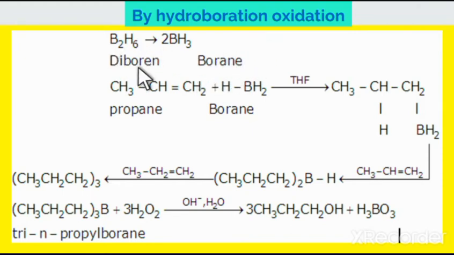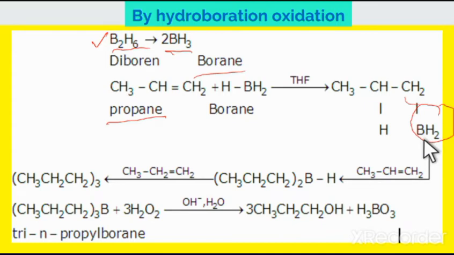Next one, by the hydroboration method. In hydroboration we need to use diborane, that is B2H6. The B2H6 decomposes to give 2 moles of borane, that is BH3. Now this borane is treated with propene. Initially the hydrogen is added to the second carbon of the alkene propene, whereas the BH2 is added to the first carbon of the alkene.